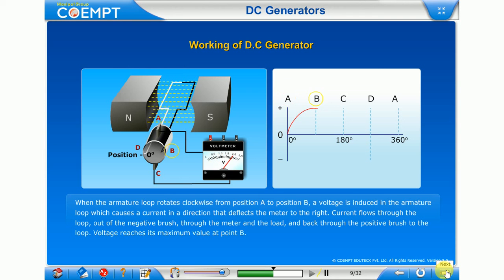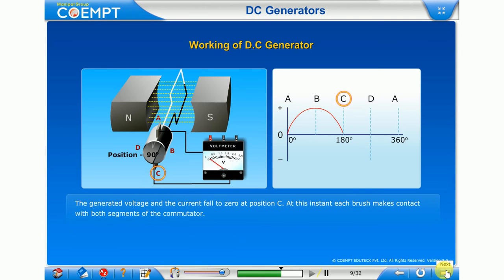EMF equation. Let phi be the flux per pole measured in Webers, Z be the total number of armature conductors, P be the number of poles, A be the number of parallel paths, that is 2 for wave winding and P for lap winding, N be the speed of the armature measured in revolutions per minute, and EG be the EMF of the generator, or EMF per parallel path, measured in volts.